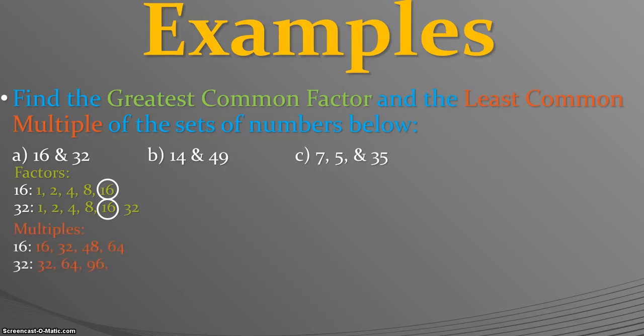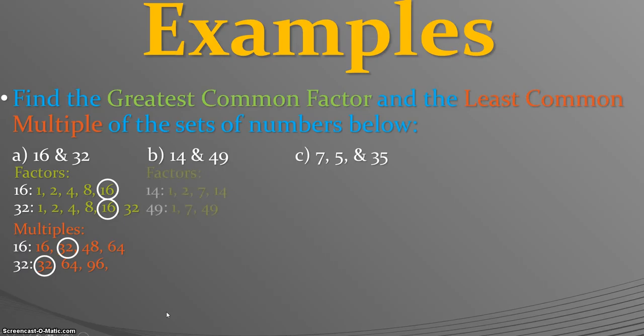Now, if I'm looking at the multiples, counting by 16s: 16, 32, 48, 64. Counting by 32s: 32, 64, 96. This time I do want the first one that we have in common. So in this instance, it would be 32.